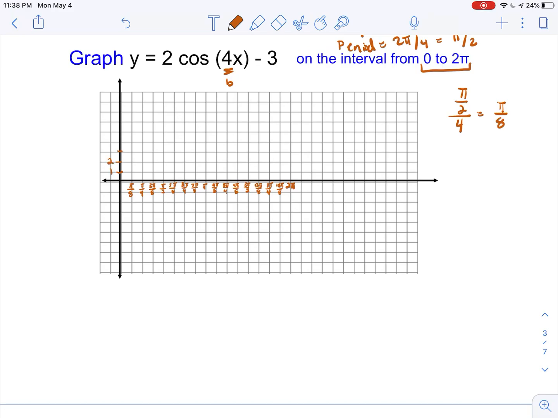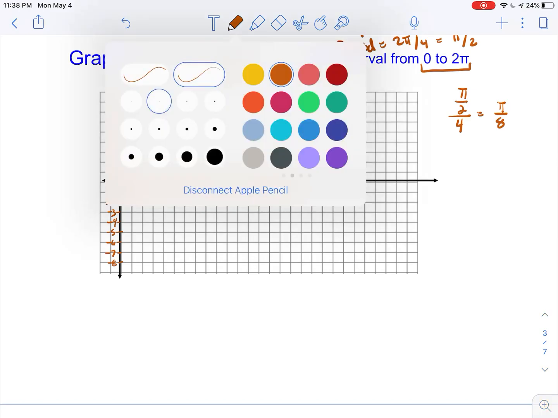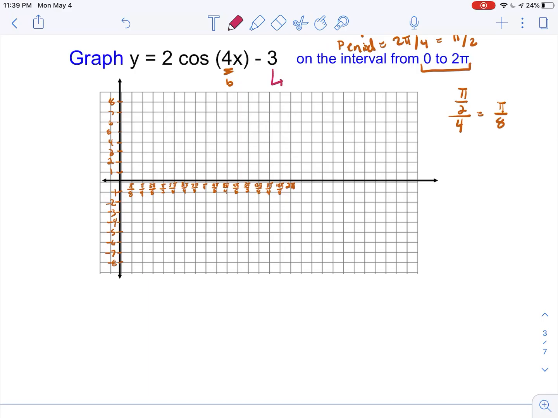Now, let me label this axis. And again, I'm just going to make my life a little bit easier and just not skip too many spaces. 1, 2, 3, 4, 5, 6, 7, 8. -1, -2, -3. So now we could start by graphing out the parent function if we wanted to, the 2 cosine 4x. But let's try my trick.